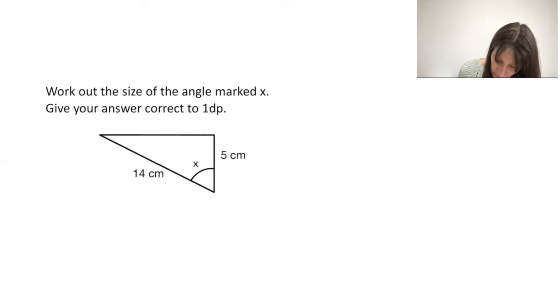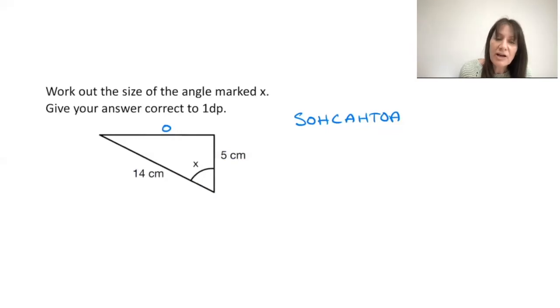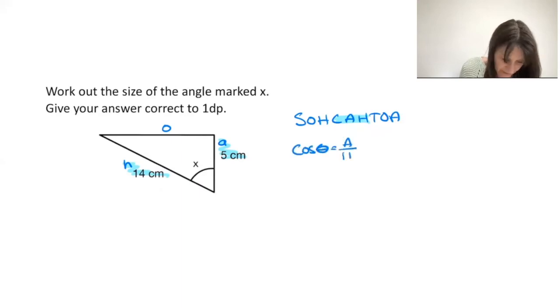Okay, so we have another trig question. So as soon as you've identified it's trig, you write and do your labels. So my x, I look at first and go to the opposite. Then I do my hypotenuse. Then I do my adjacent and I see what I've got. I've got a number with the adjacent and a number with the hypotenuse. So it's cos. So it's cos theta equals A over H. Cos, the angle is X, A is 5, H is 14.